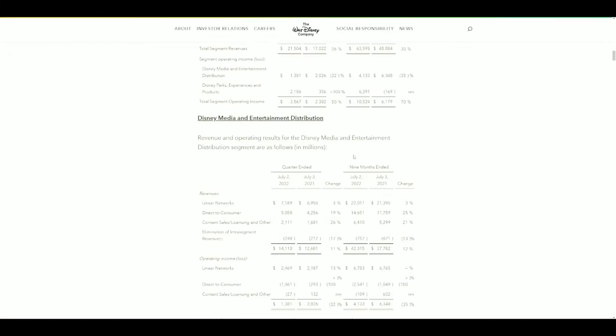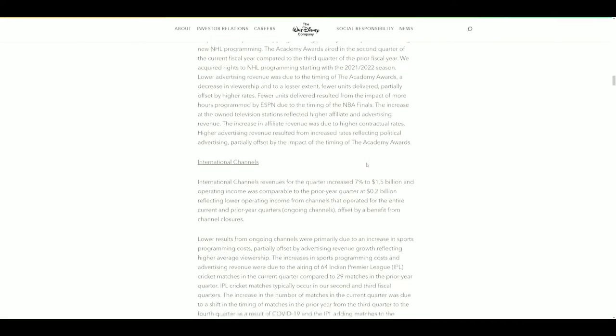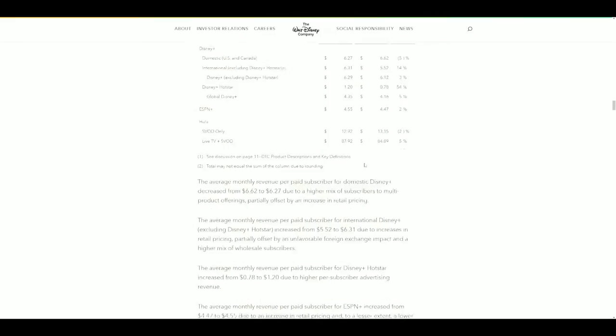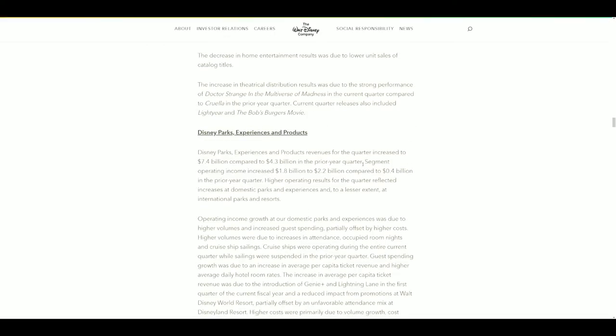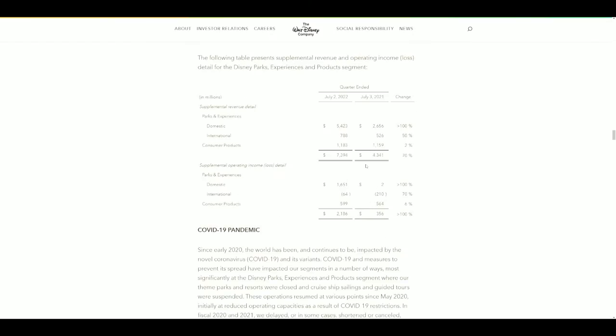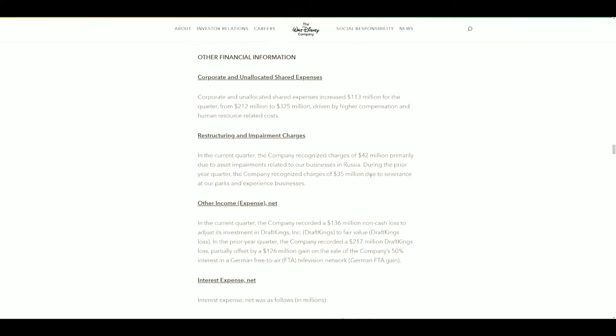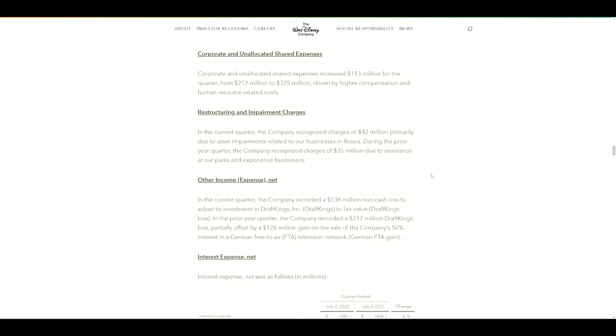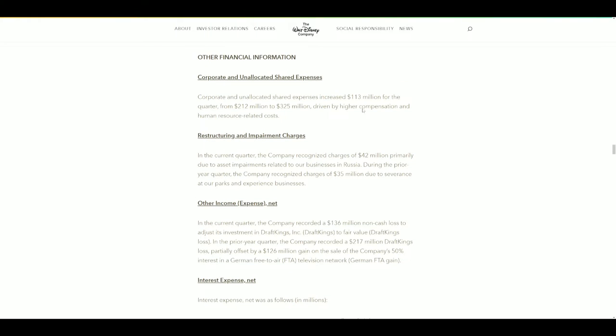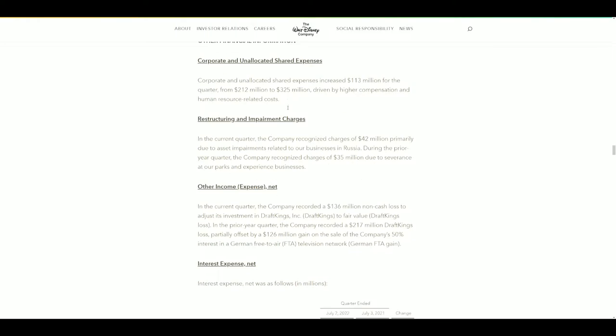So now here is the segments. We are going to skip through all of their individual segments. Like I said, if you're interested in looking through this, by all means, I showed you how to get there. You can do that on your own. Okay, other financial information right here. Increases of expenses. Keep that in mind.